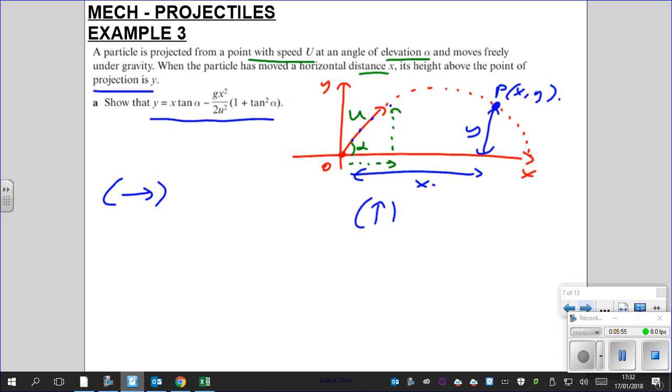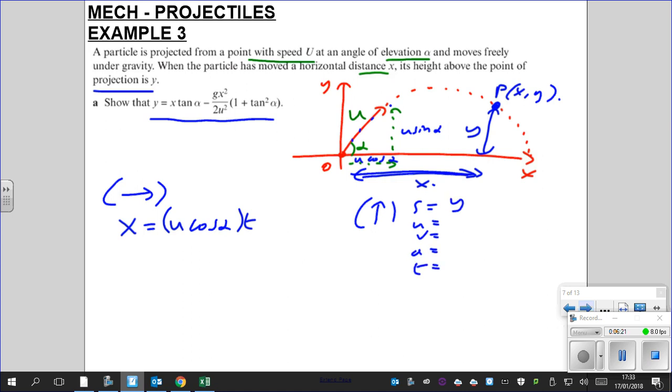If we go across and if we go up and down, you'll see what's going to happen. Going across, x, remember, is our horizontal distance, which is our initial speed going across, u cos alpha, and u sine alpha is here. So x is u cos alpha times time. That's all very well, but for the vertical: s is y, u is u sine alpha, v we don't care about, and because it says g here, instead of minus 9.8, I'm going to use g as well.